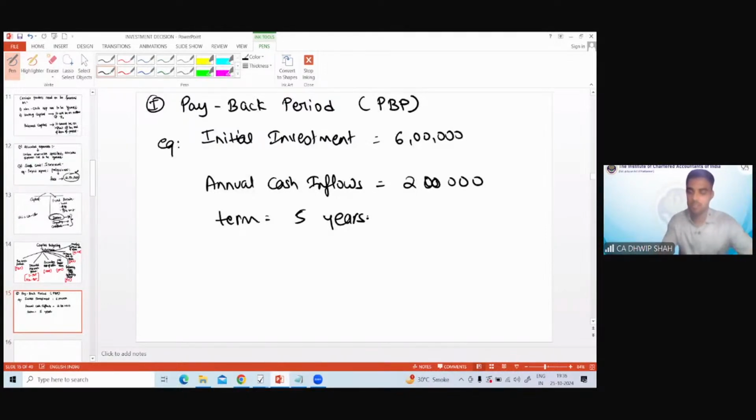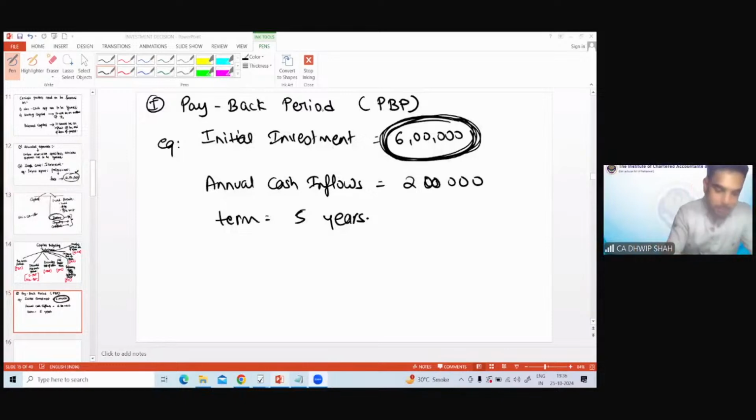Payback period is the number of years it takes to recover my original or initial investment. Means within how many years am I able to recover my 6 lakh of investment? Tell me, what would be my payback period here? 3 years. Perfect, everyone. That's 3. Correct. That is the meaning of payback period: the time taken to recover my initial investment.